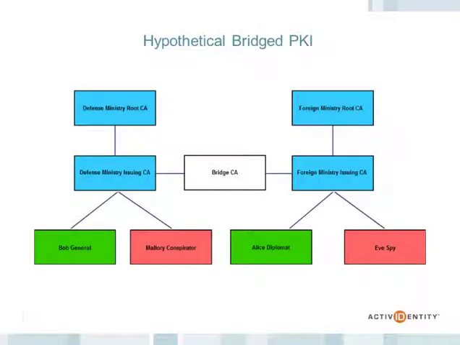Separate hierarchical PKIs can be joined together by bridging them across a common CA. This allows trusting an entity in one PKI by trusting a CA in another PKI. This technique is useful for allowing parties in separate organizations to trust each other while allowing each organization to manage their own PKI.